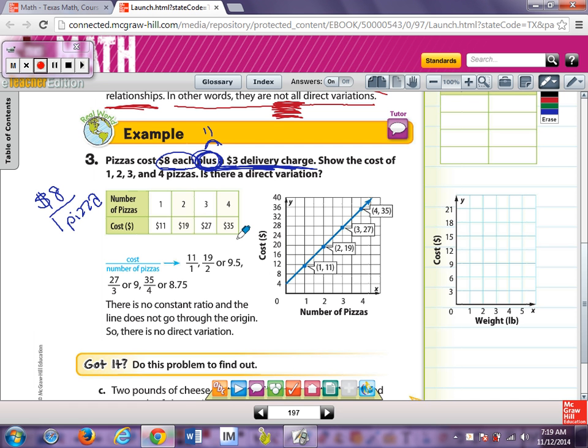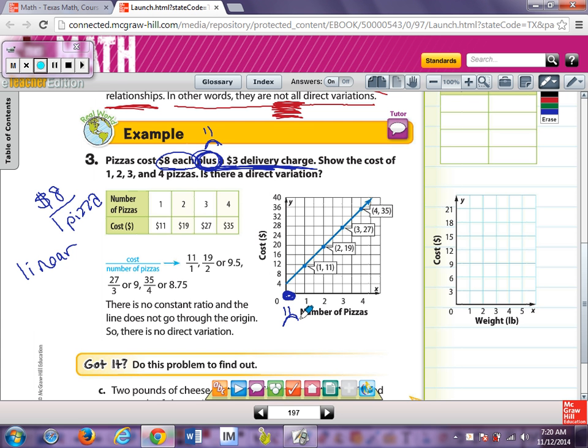Now look, we have a nice little graph. 1 pizza 11, 2 pizzas 19, 3 27, 4 35. We know we need to have a linear or straight line. That's very important, but it's not the only evidence we can use. It has to go through where? And if you remember, it has to go through the origin. And we could see it's very obvious this line does not go through the origin. So there's another bad sign that's not going to work out for us.